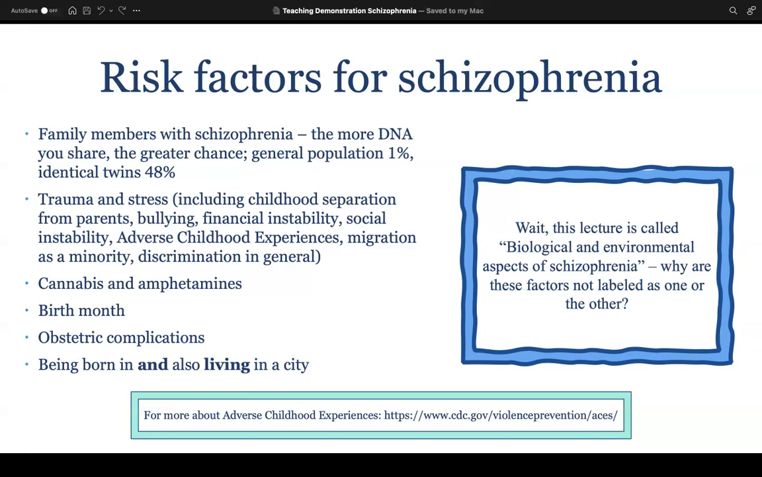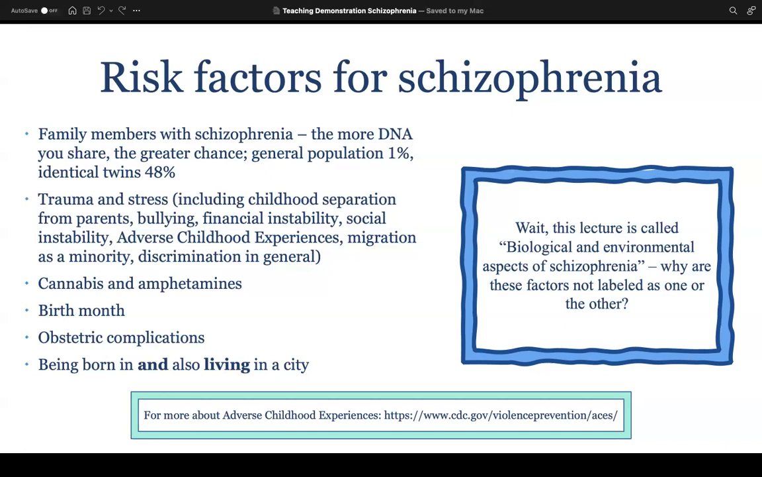Being born in and also living in a city, so both of those components are required. This increases your risk a lot. This actually comprises about 30% of your risk, this one thing. And what that is about is not the city itself. It is about the trauma and stress of living in a city, right?